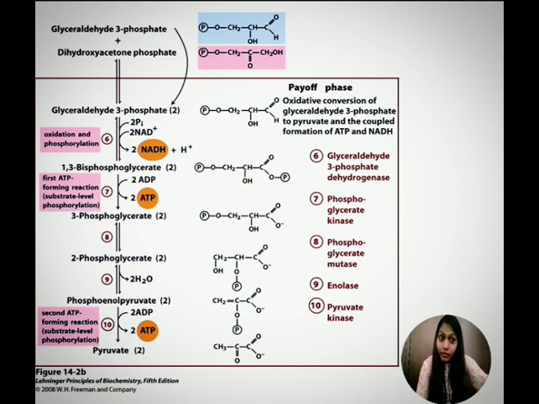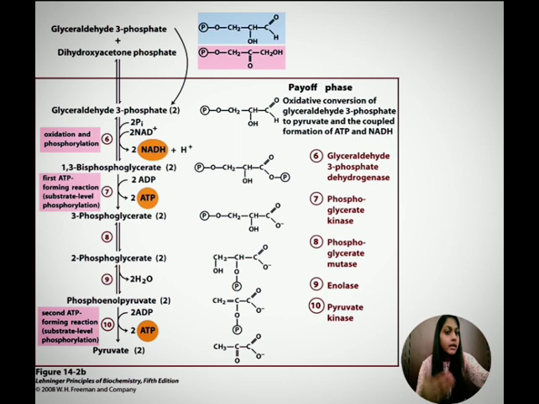Next, this is the payoff phase of glycolysis. The payoff phase begins with glyceraldehyde 3-phosphate. Here there will be availability of 2 glyceraldehyde 3-phosphate, as DHAP could be converted to glyceraldehyde 3-phosphate again, right? So 2 molecules of glyceraldehyde 3-phosphate are converted to 2 molecules of 1,3-bisphosphoglycerate. Then 1,3-bisphosphoglycerate is converted to 3-phosphoglycerate, and 3-phosphoglycerate is converted to 2-phosphoglycerate. 2-phosphoglycerate is converted to phosphoenol pyruvate, and finally phosphoenol pyruvate is converted to pyruvate.